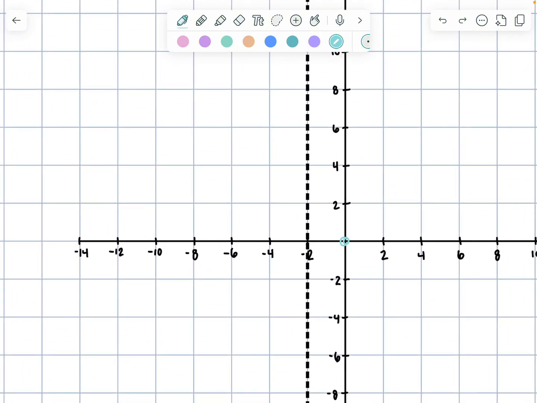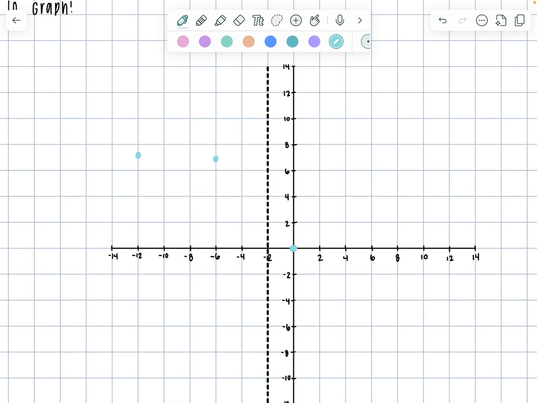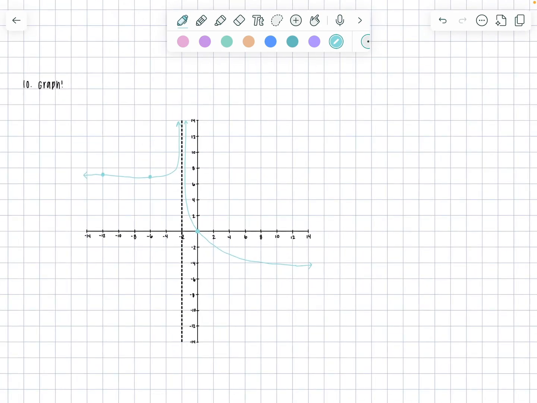First, we can put down the points that we know. Then by using concavity and increasing and decreasing intervals, we know that our function will look something like this. Here's the graph of f of x.